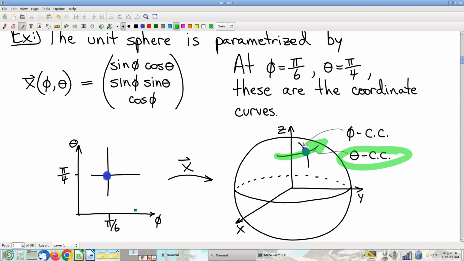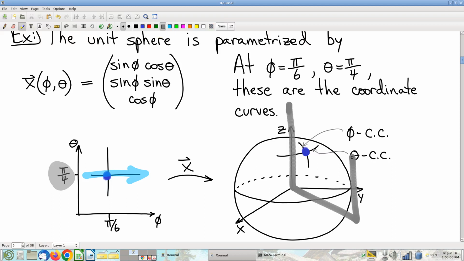All right, and of course we could do this the other way around. We could say, let's fix theta. Theta is now fixed, pi over 4. Theta not allowed to change, but I'm going to allow phi to change. Phi is allowed to get a little bigger, a little smaller, whatever. And with constant theta, but phi being allowed to change, I will get that curve right there. Everybody happy? Does a coordinate curve have an orientation?